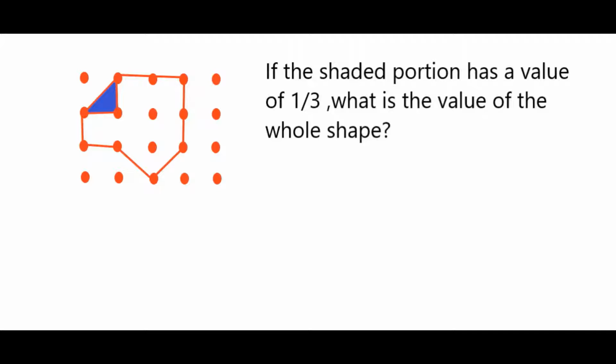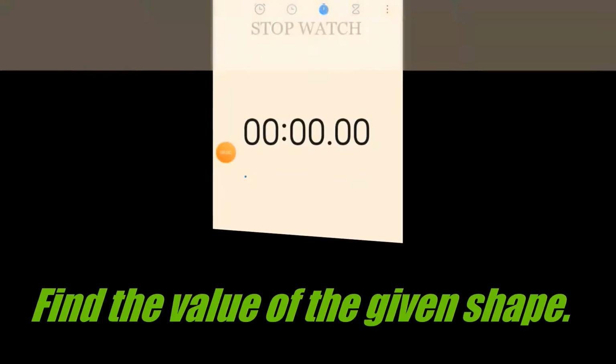Another question is, if the shaded portion has a value of 1/3, what is the value of the whole shape? Now you can see here a figure. This figure is a closed figure where you can see a shaded portion. Triangular part is a blue shaded portion which has a value 1/3. Now you have to find the value of the whole shape made here. Now can you guess what is the value of the shape enclosed by a closed figure given to you?